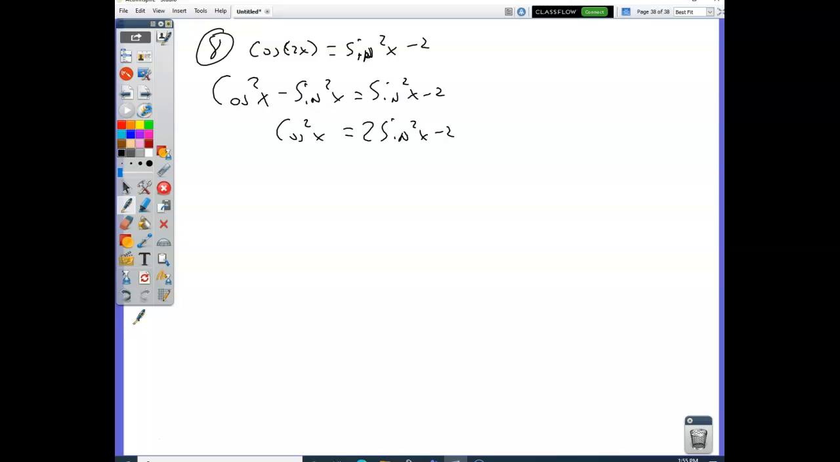I would change everything to sine, so 1 minus sine, because I got a cosine squared and everything else is in terms of sine. I can go ahead and do 1 minus sine squared. Okay, and then you can combine like terms. I get 3 sine squared x, and I got a 3 over here. So then you divide by 3, and so 1 equals sine squared x. And you square root both, so 1 equals sine x.